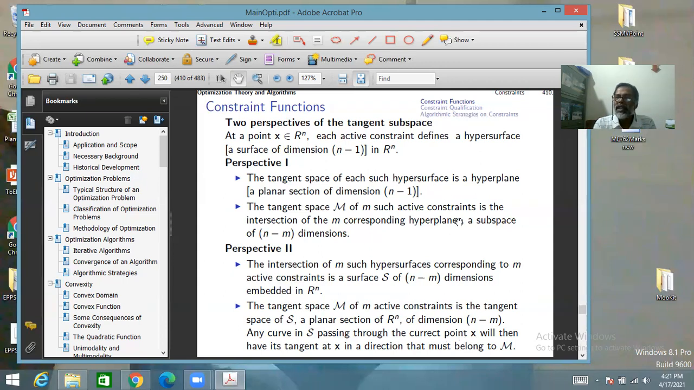Here, for each hypersurface, you get the tangent plane or tangent space, which is a hyperplane, and intersect those hyperplanes to reduce the dimension, but not by 1, but by m. In the other, you first intersect the hypersurfaces themselves, get the surface, and then the surface has this dimension, then look at its tangent, which is a planar section of this dimension. Okay. So these two ways you can look at the tangent subspace. And the tangent subspace will appear in a big way in the analysis that we conduct further.